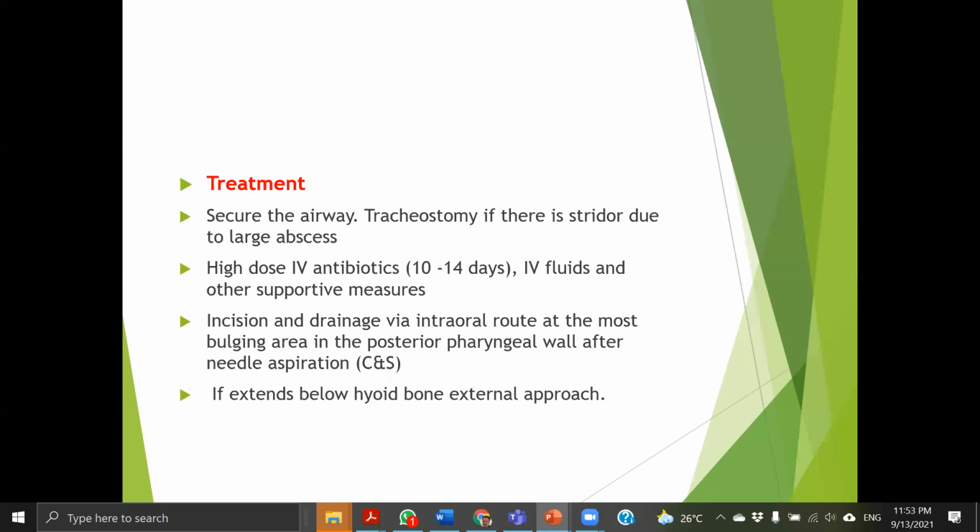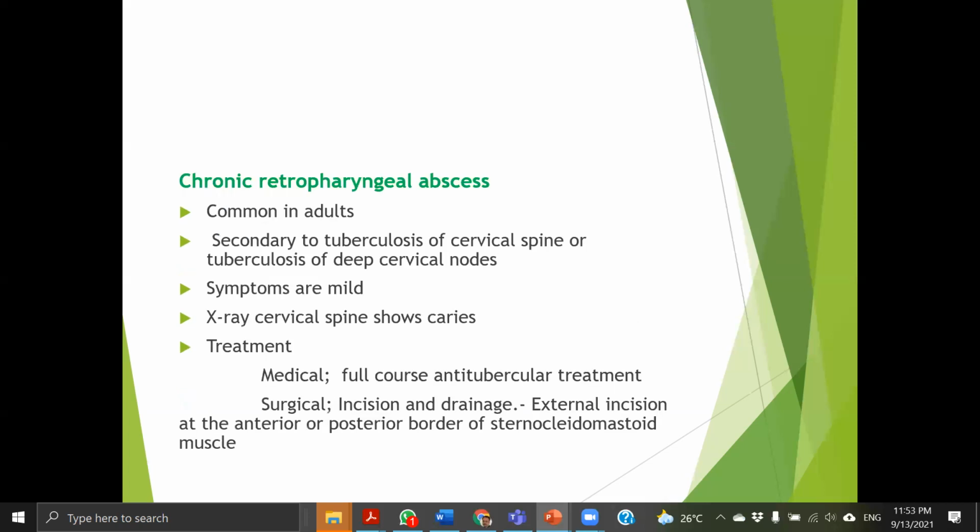the abscess via intraoral route at the most bulging area in the posterior pharyngeal wall after needle aspiration. And the pus should be sent for culture and sensitivity. If the infection extends below the hyoid bone, external approach is preferred.